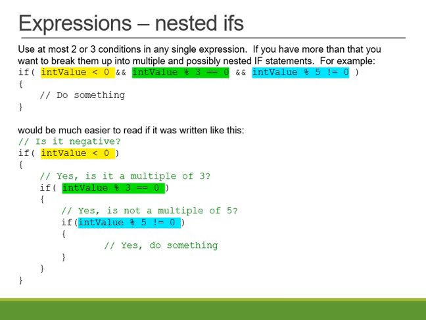Nested ifs can be used when you have 3 or more conditions in a single expression. This is an example of 3 conditions in a single expression. The top example shows one line with 3 conditions. And the bottom example is much easier to read and follow when it's written as nested ifs.